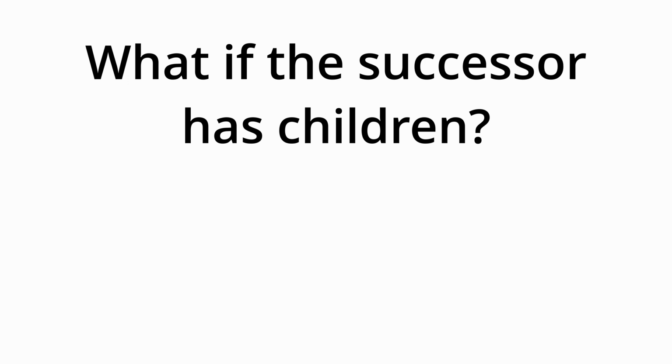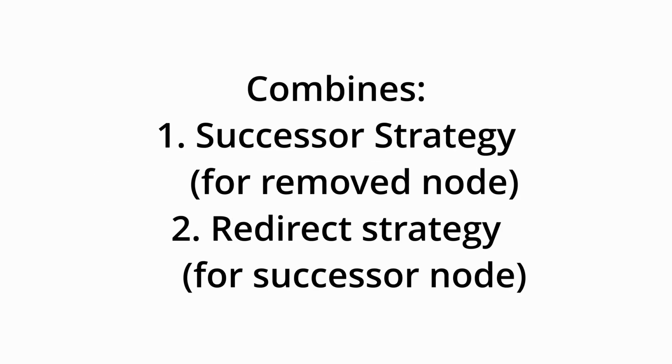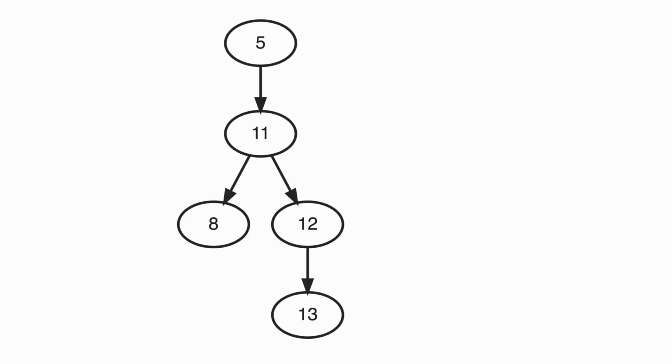If the successor node has children, then we need to make sure its children stay in the correct spot in the tree. Otherwise, we risk losing them or getting nodes out of order. To do this, we use the fourth and final strategy, the successor redirect. The successor redirect combines both the successor strategy for our target node and the redirect strategy for our successor node. For instance, let's say we want to remove the node 11.